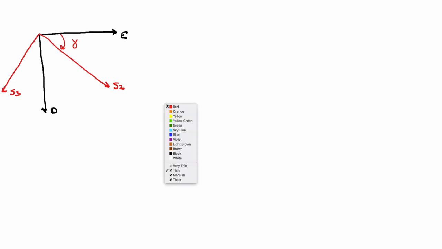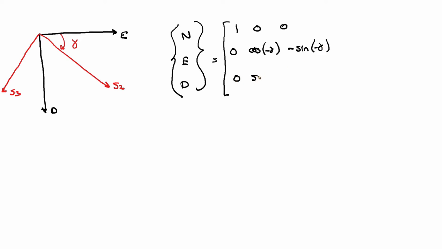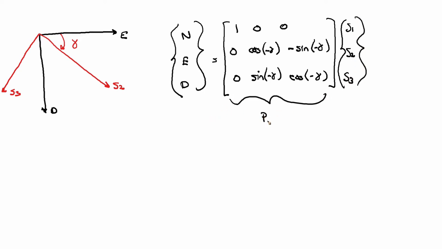Okay, so our last one is in the plane of east down. And we have S2 and S3, and this is gamma. And so I'm just going to write down the matrix form directly for this one. We're going to call that R3.